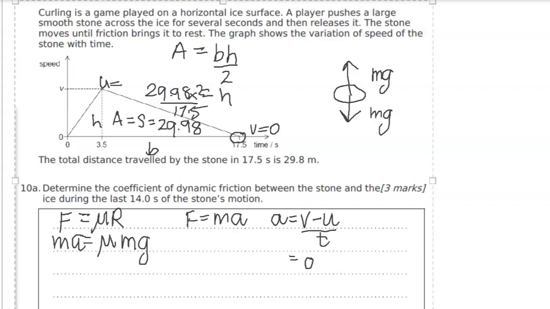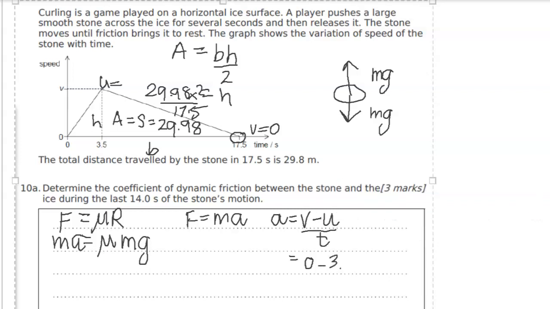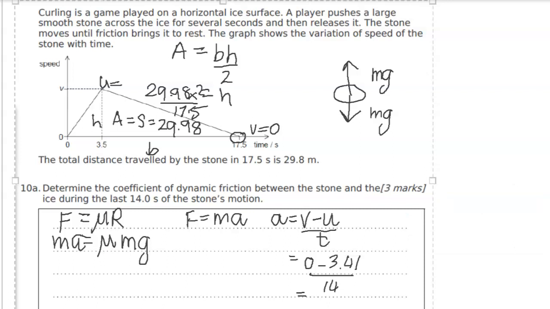So if we plug that into our calculator, 29.98 times 2 divided by 17.5, the initial velocity is going to be 3.41. So I'm just going to put that in here, 3.41, over the time it takes, and it's not the full time this time, I'm only interested in this last 14 seconds, so we're going to divide by 14, and that's going to give us 0.243 meters per second squared.